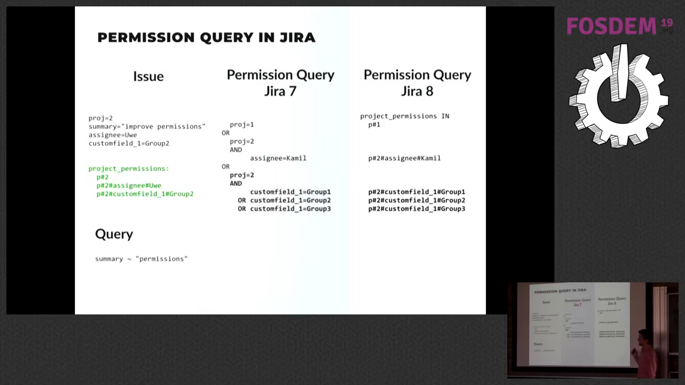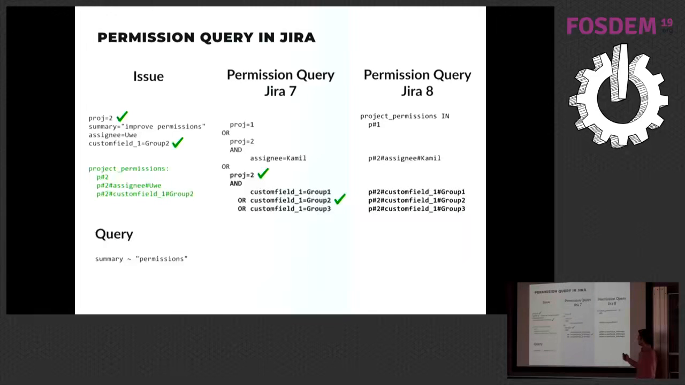Then I'm also allowed to see issues in project 2 as long as I'm a member of a group in that custom field. So say I'm a member of 3 groups, group 1, 2, and 3. So the Boolean query becomes project 2 and custom field group 1, group 2, or group 3. In the new one, we flatten that. We explode the Boolean query to terms. So they become single terms rather than combinations of a Boolean.